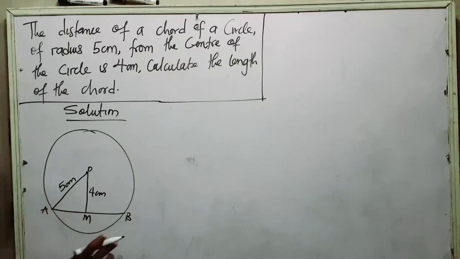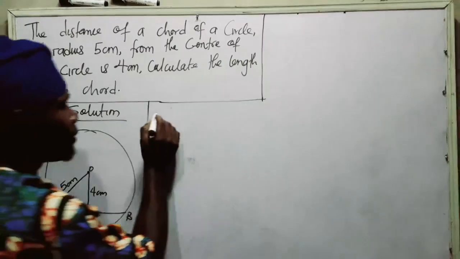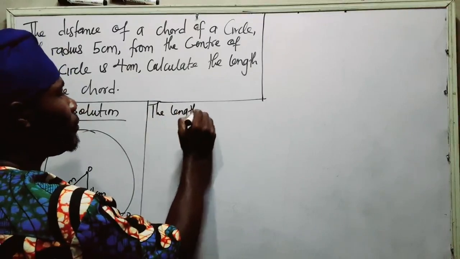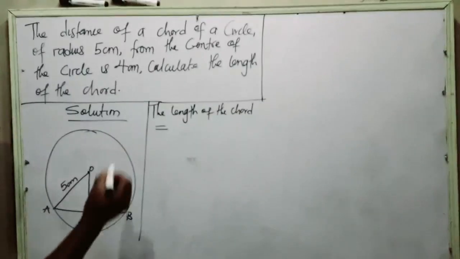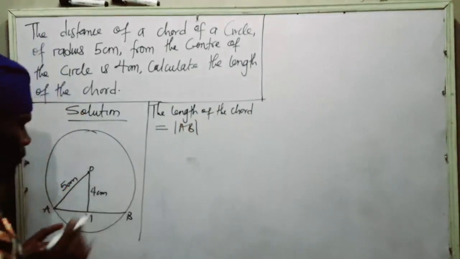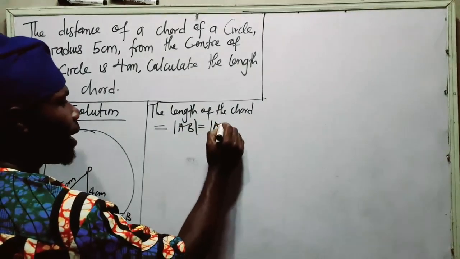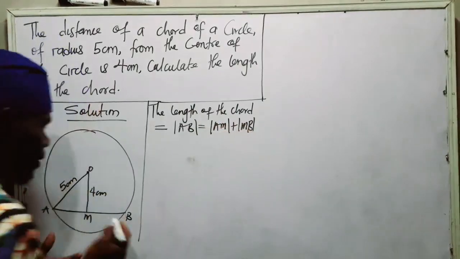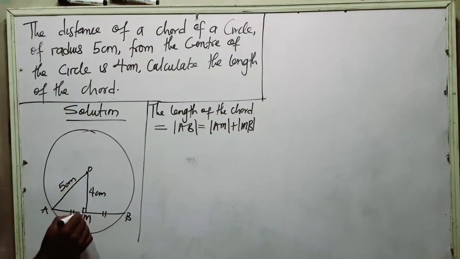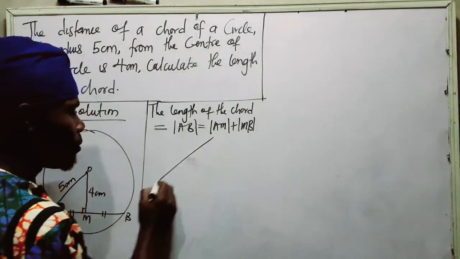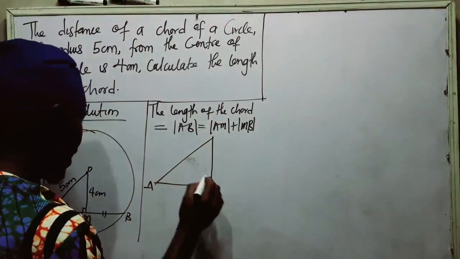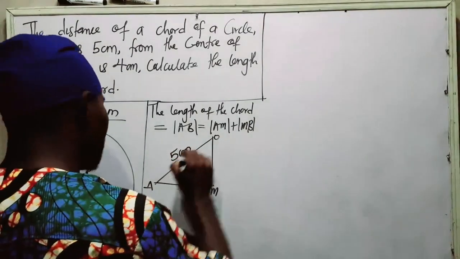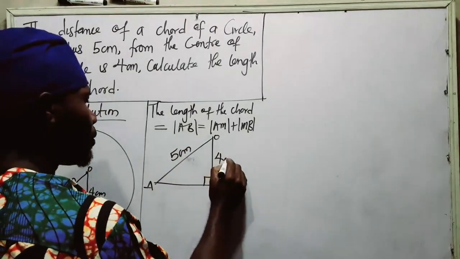So if I'm now to calculate the length of the chord, the length of the chord is AB. This is line AB, and we know that AB is the same thing as line AM plus line MB, but they are equal. This line and this line are equal because this is a perpendicular line that divides it. So now, let's remove this triangle out. We have triangle AMO. So this is 5 centimeters, and this is 4 centimeters.